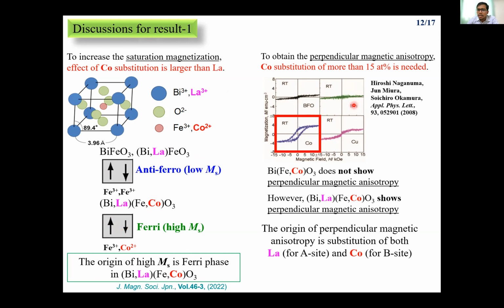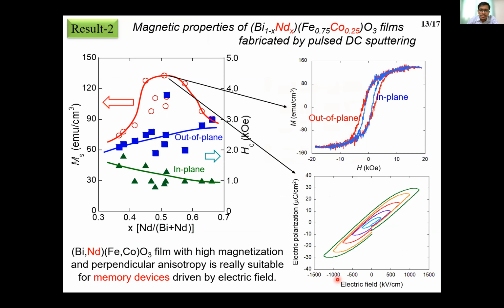So this is a paper published by Professor Hiroshi Naganuma. He substituted different B-side substituents. He got a very good magnetic property when he substituted cobalt, but this was not perpendicular anisotropy. But when we substituted lanthanum and cobalt, we got perpendicular anisotropy. That means we can say lanthanum along with cobalt is really effective to enhance the magnetic property. What's the physics behind it? To know this, next year we are going for a synchrotron radiation study.